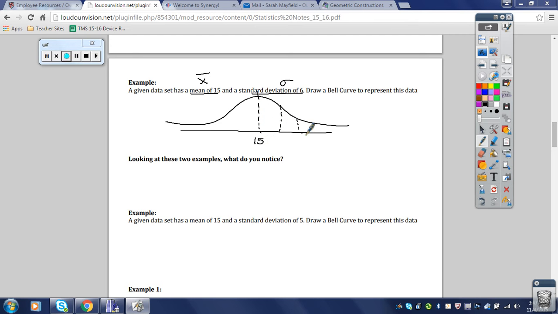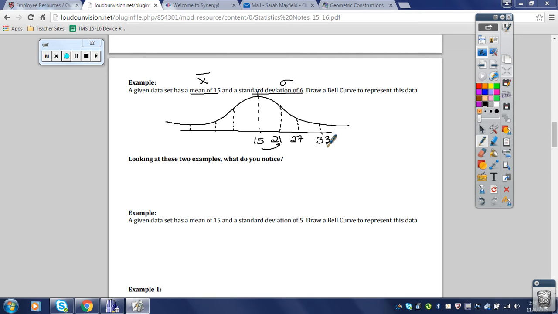You're then going to go 3 units to the right, 3 units to the left. Doesn't matter where, just as long as it looks like something similar to mine. So to get to this first unit to the right, you're going to add one of your standard deviations. So my standard deviation is 6. So I'm going to take 15 plus 6 and I'm going to get 21. To go to my next one, I'm going to add another standard deviation. So 21 plus 6 is 27. To go to my third one, I'm going to add another one and get 33.